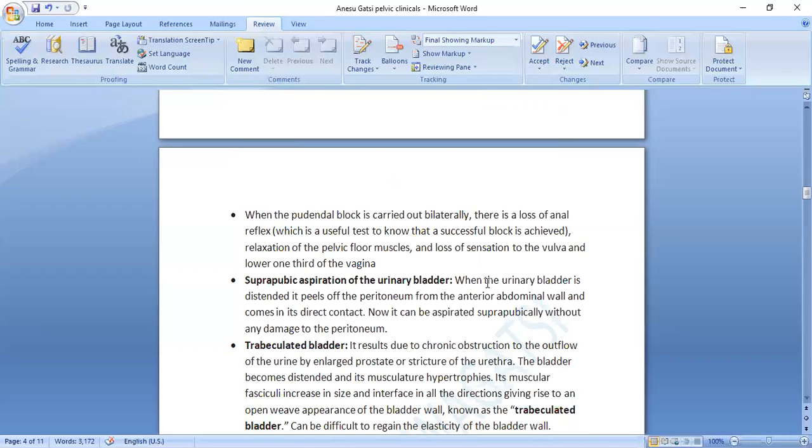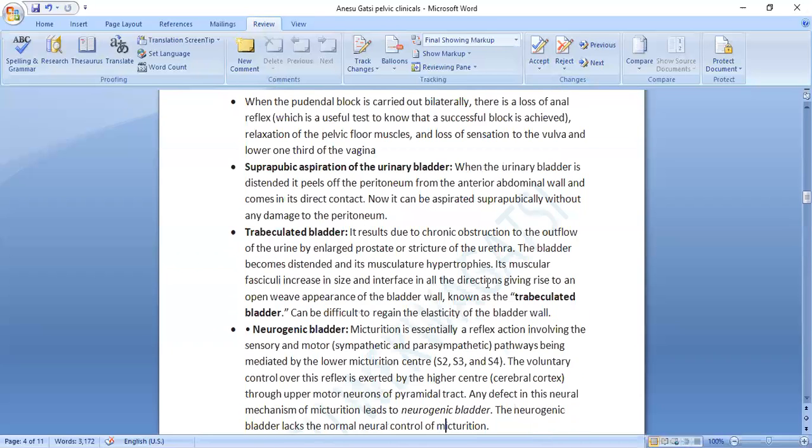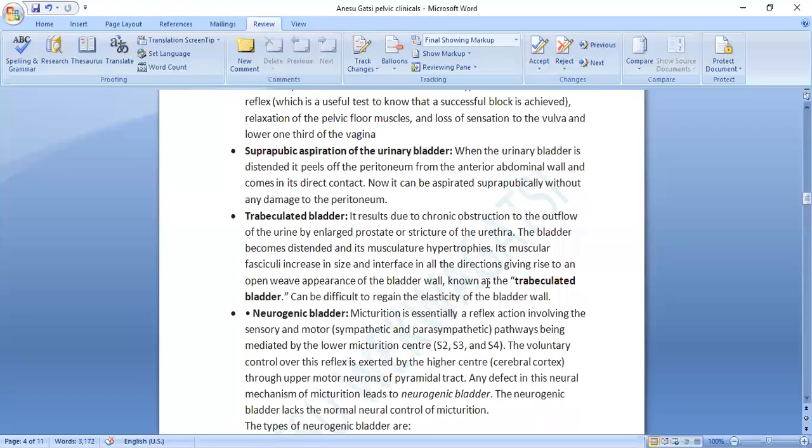Then for more clinicals on the bladder, we have what we call a trabeculated bladder. Then we have a neurogenic bladder. So a trabeculated bladder is more of a chronic obstructive condition, because you then have urine not being able to leave the bladder, either by having a larger prostate and a benign prostatic problem that would then compress the urethra, or you have a stricture within this urethra, and then you prevent urine from actually leaving.